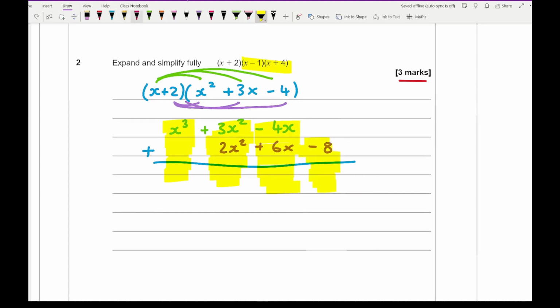So looking at this, I've got x cubed, I've got 3x squared plus 2x squared, which is 5x squared, and that's positive. Minus 4 plus 6 is plus 2, and minus 8. So there is my final answer.